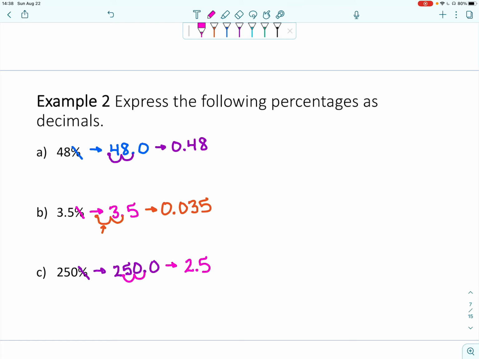So going backwards then, turning the percentage back into the decimal. So those are the basics with percentages and decimals that we need in order to use them in these application problems that we're going to see.